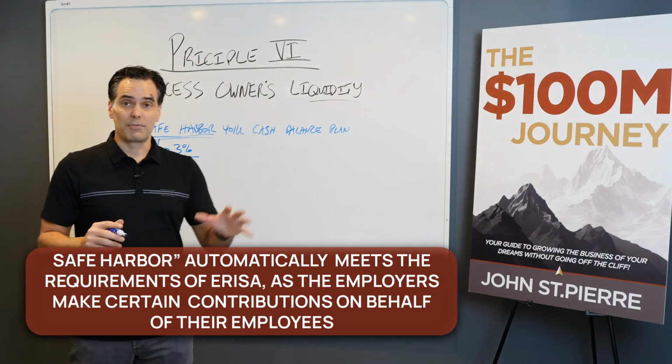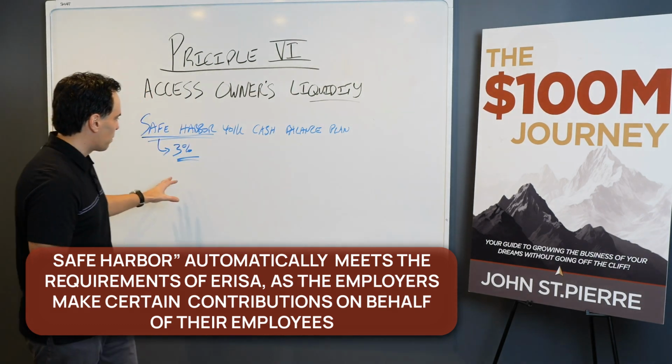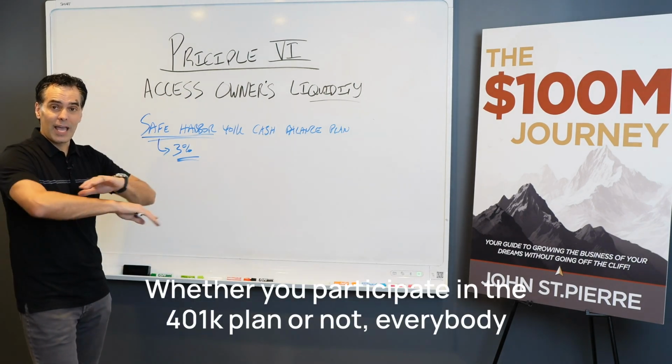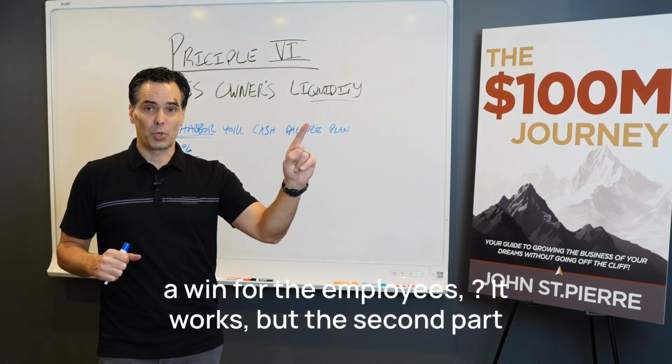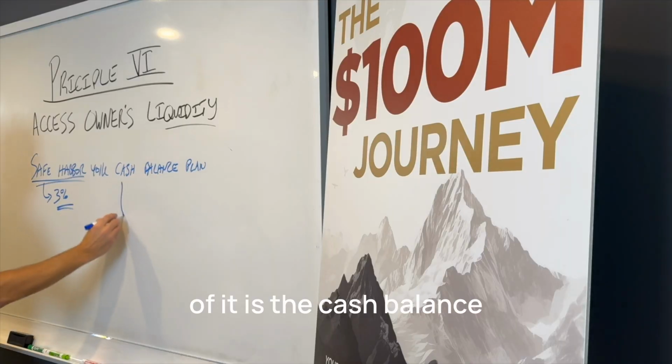A lot of companies, if you participate, they'll match what you participate up to a certain amount. In a safe harbor plan, everybody gets it. Whether you participate in the 401k plan or not, everybody gets 3% of their income in their retirement plan. So first off, it's a win for the employees. But the second part of it is the cash balance.